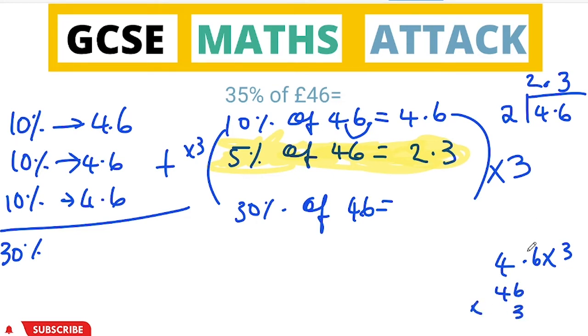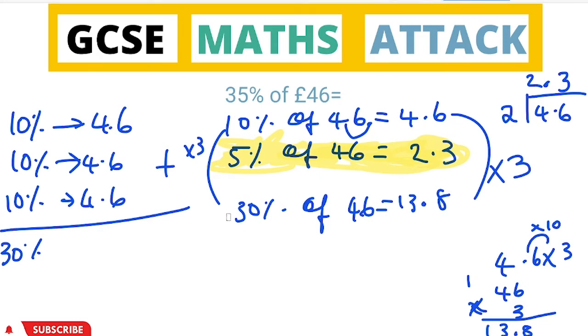Now, because I jumped 1 to the right earlier, I'm going to jump to the left later. So 3 times 6 is 18, carry 1. 3 times 4 is 12, add 1 is 13. Now I have 138, because remember I jumped 1 to the right, I must jump 1 to the left, so it's 13.8.